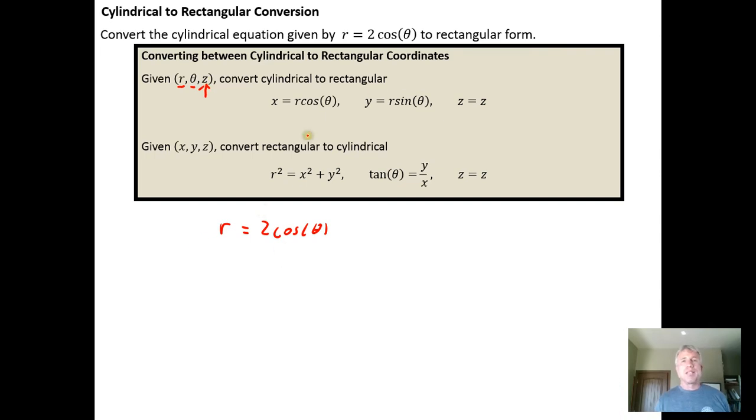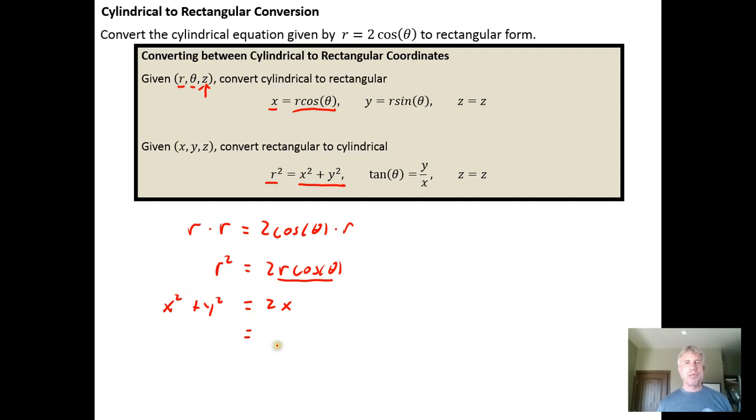The idea is if I can get an r cosine theta, that will allow me to replace it with an x. So what I'm going to do is multiply both sides of the equation by r, so that I get a 2r cosine theta on the right hand side, and that will allow me to make a replacement of this term with x. And here I have an r squared term on the left hand side, but r squared is just x squared plus y squared. So I'm going to make a replacement. x squared plus y squared equals 2 times x.